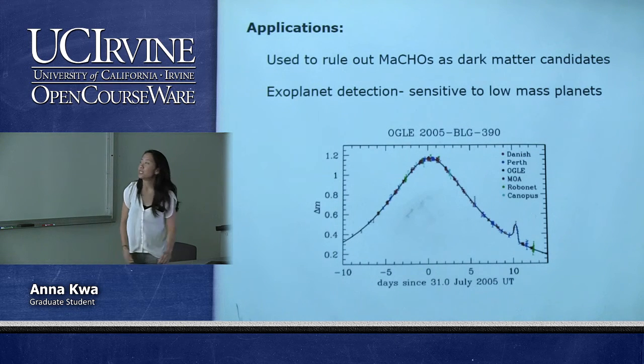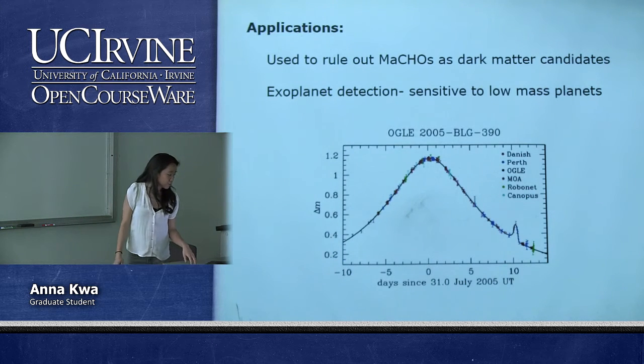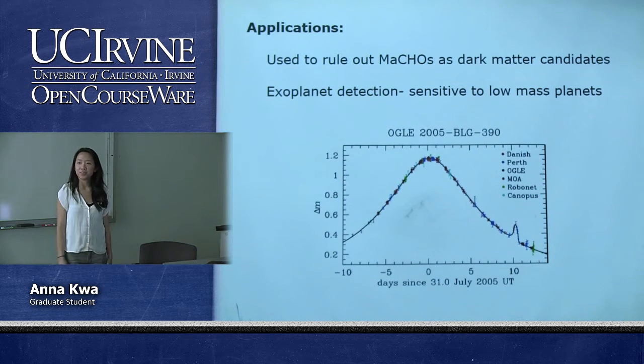So there are big collaborations that will monitor microlensing events to look for exoplanets. And it's nice because it's especially sensitive to low mass planets, which a lot of other planet finding techniques are not. Oh, and I think that's the end of the slideshow. So any questions?